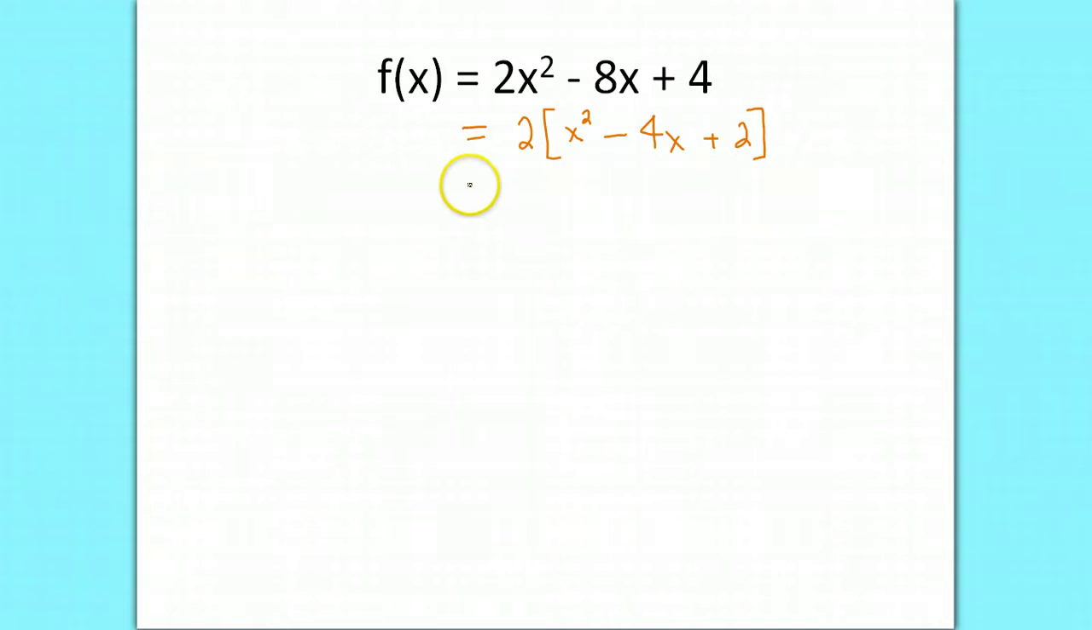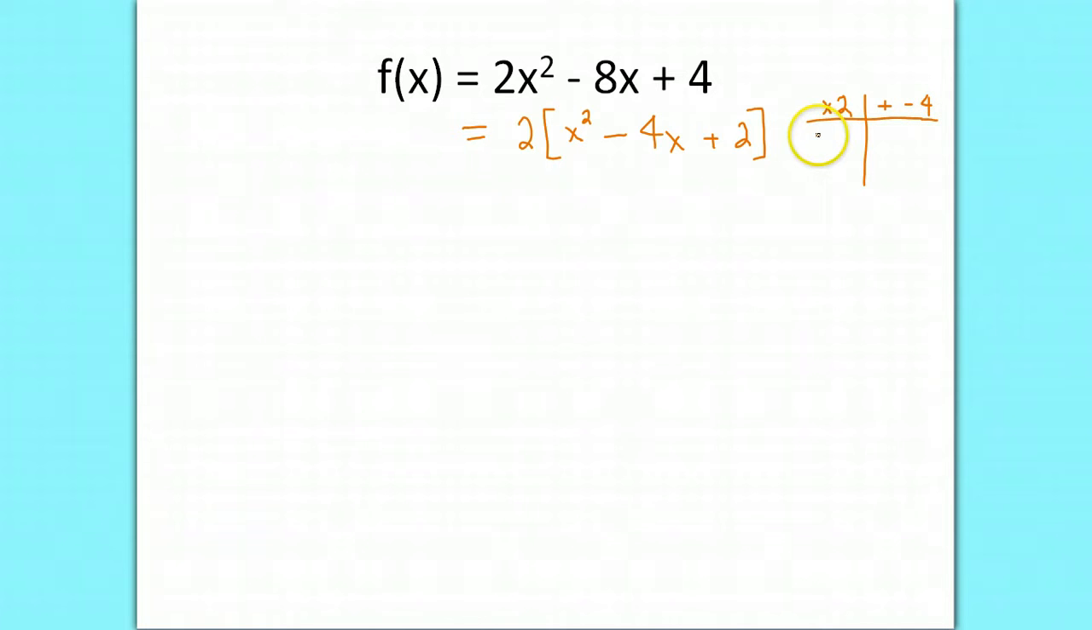And now we want to see if we can factor this anymore. What we would look for are factors of 2, so numbers that multiply to 2, but that add to the number in front of x, which is negative 4. So we want it to add to negative 4.